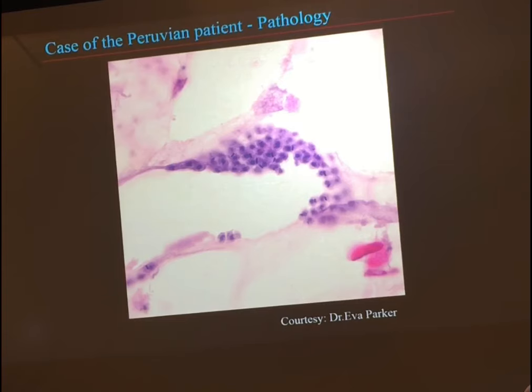So Chagas was the cause of this patient's cardiomyopathy. But in retrospect, people realized that was the cause of his cardiomyopathy. It was idiopathic to that point.